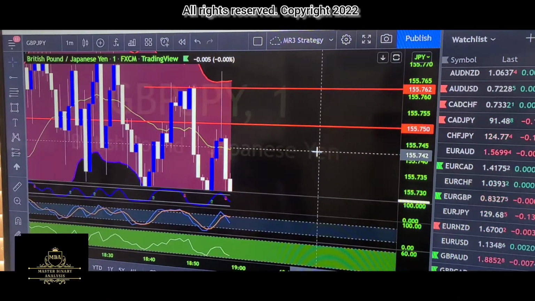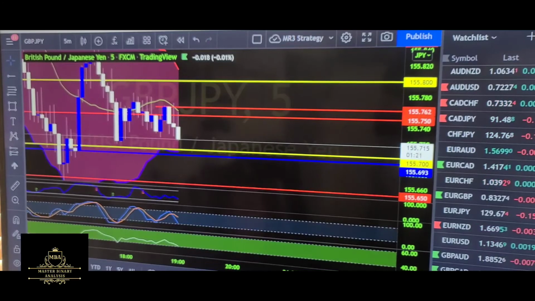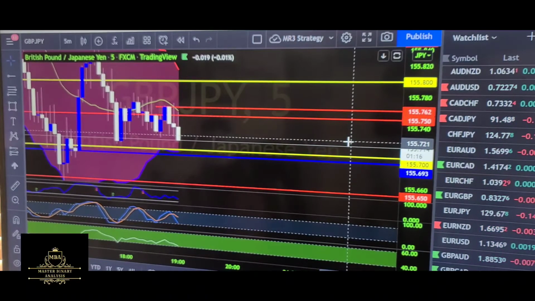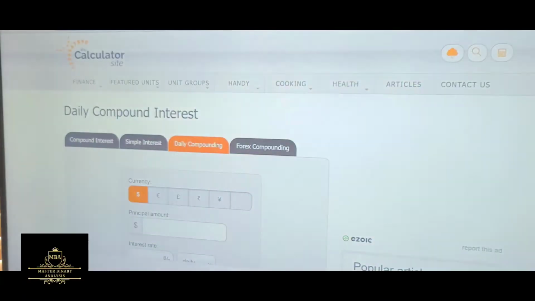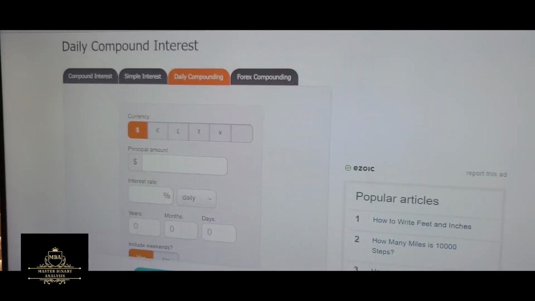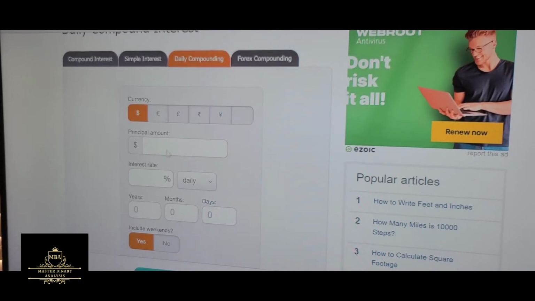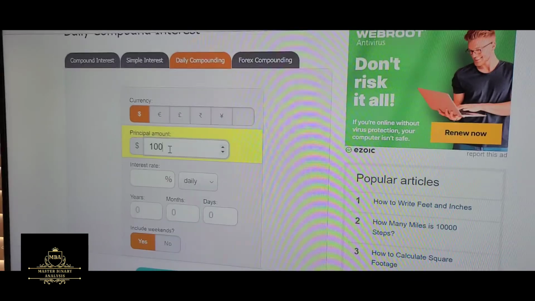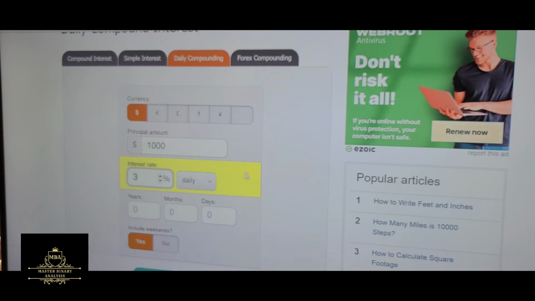But right now, as you notice, what I was talking about is making a certain percentage a day, which I like to go for 3% if at all possible. So let's go over the compound interest plan. What I look for is daily compounding. Now, say you start an account at $1,000 and every day you want to go up 3%.